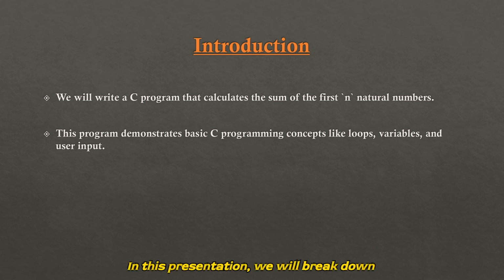In this presentation, we will break down the logic of a simple C program that computes the sum of the first n natural numbers. Whether you are a beginner or looking to brush up on your C programming skills, this example will help reinforce key concepts like user input, loop constructs, and basic arithmetic. The goal here is to understand how to write a program that interacts with the user, processes their input, and gives a useful output. This program is ideal for beginners who want to learn how loops and variables work in tandem.